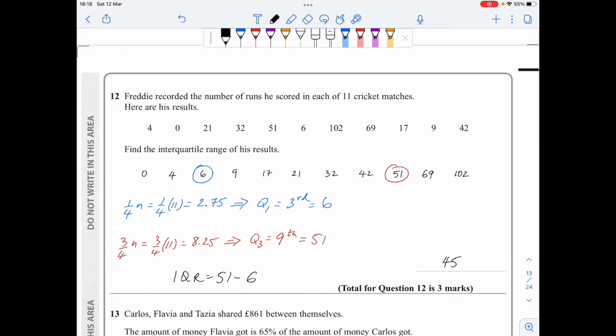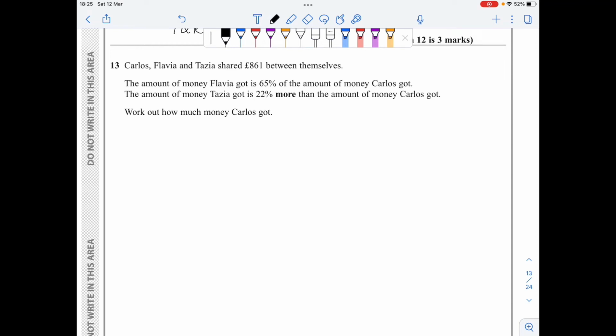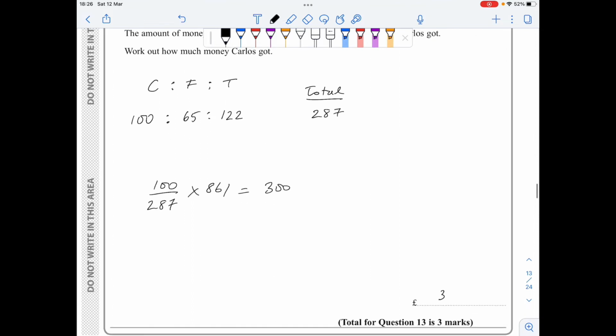45. I will start question 13 by finding the ratio of the three people. So C to F to T will be, and since I'm talking about percentages, I'll start with Carlos as 100 to 65 to 122. This gives me a total of 287. So Carlos got a fraction of 100 over 287 of the total, and I'll multiply this by 861, and this will give me 300, which is the amount that Carlos got.